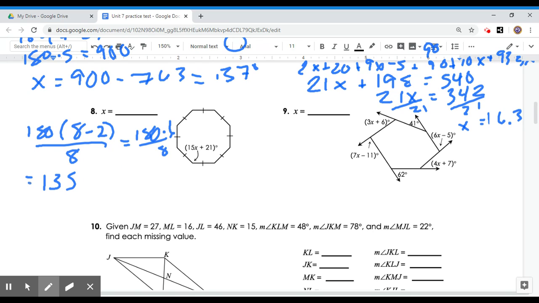So then what we do is we take the 15x plus 21, set it equal to 135, and then we solve. So subtract 21 from both sides. 15x equals 135 minus 21, which is 114. Then divide by 15 on both sides. X equals 7.6.